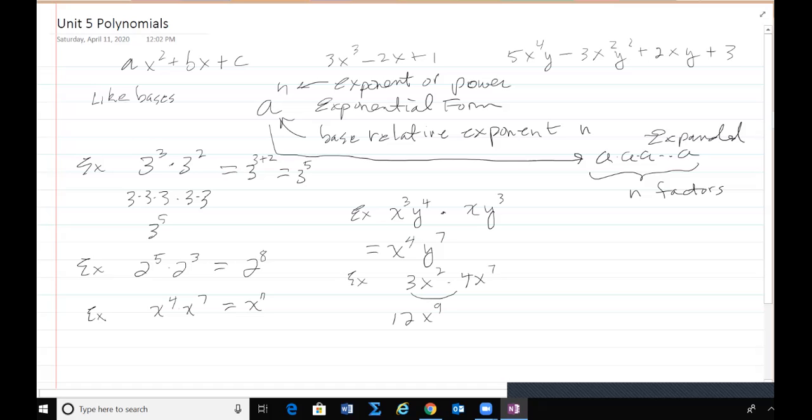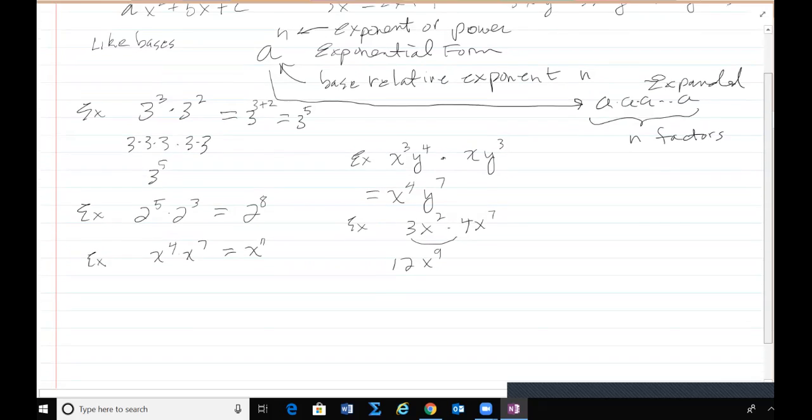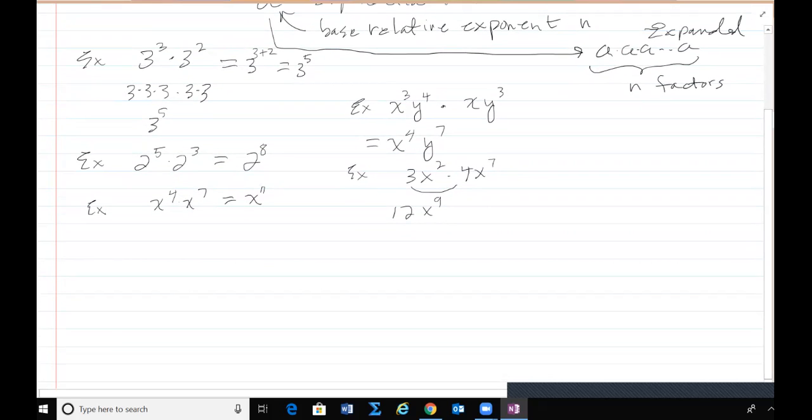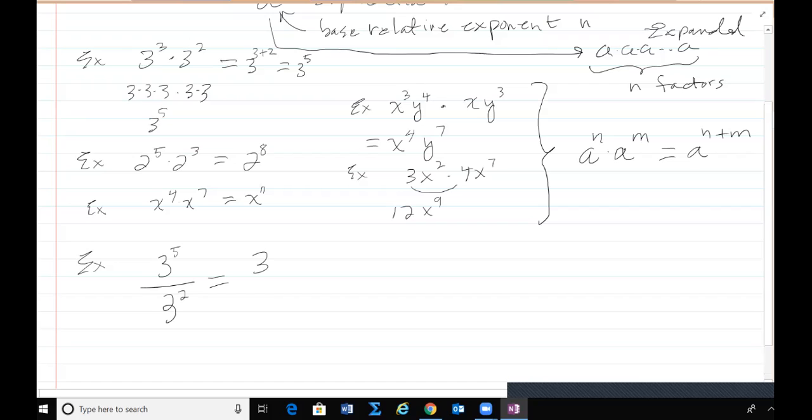Okay. Now, let's continue. We have some more ideas here. By the way, this rule that we're using here looks like this. A to the n times a to the m is simply a to the n plus m. That's the rule. Now, let's say we have an example like this. Maybe you've got 3 to the 5th power and you're dividing it by 3 to the 2nd power.